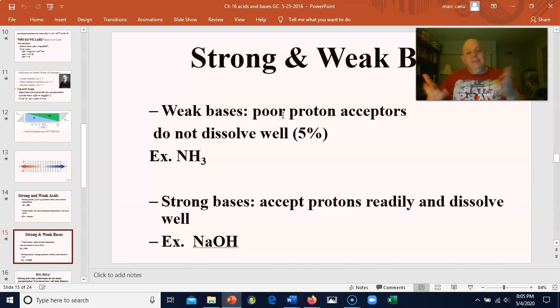Weak bases are poor proton acceptors. They do not dissolve well. 5% like ammonia. Oh my gosh, ammonia smells. But it's a great disinfectant, isn't it? A strong base, on the other hand, accepts protons readily and dissolves well in water, like 100%. Our example here is NaOH, sodium hydroxide.